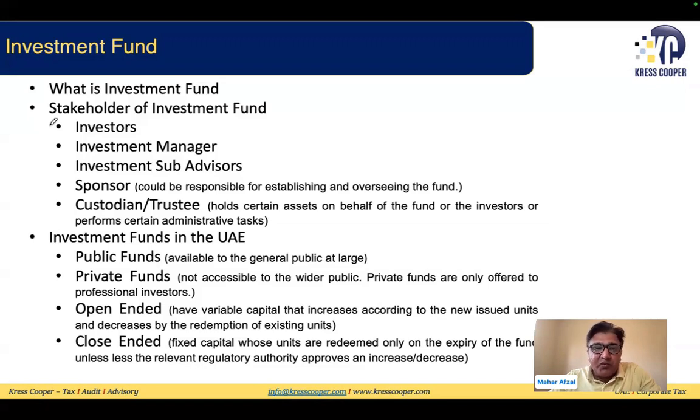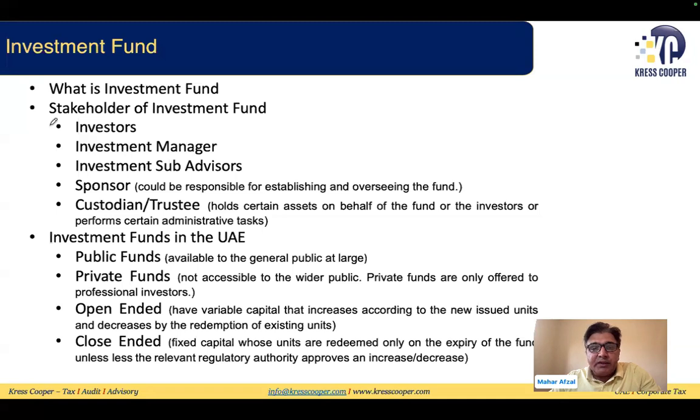What is an investment fund in the UAE? There are different funds that are available in the UAE. We'll discuss in the guide. They can be classified into public funds, which are available to the general public at large, and private funds, not accessible to the wider public. Private funds are only offered to professional investors.